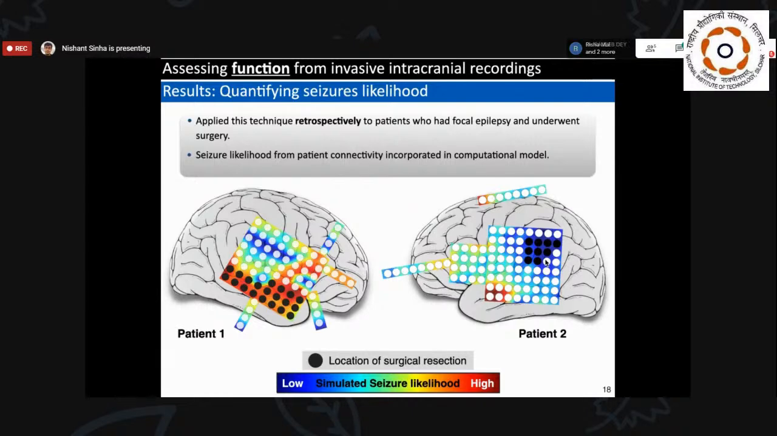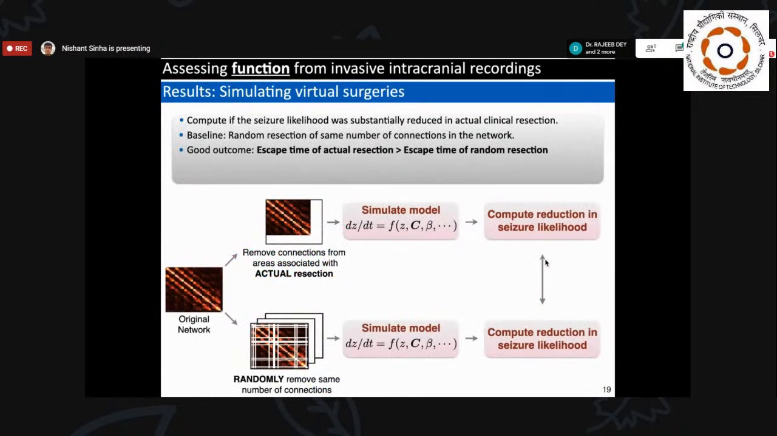Now, how can we use this to make a prediction? We simulate virtual surgeries in the model. By simulating virtual surgeries, I mean that if this is the original network, and we remove the connections corresponding to some of the nodes, then in the model it is equivalent to restricting those nodes from contributing to the rest of the network dynamics. So we remove those connections, simulate the model, and compute the reduction in the seizure likelihood.